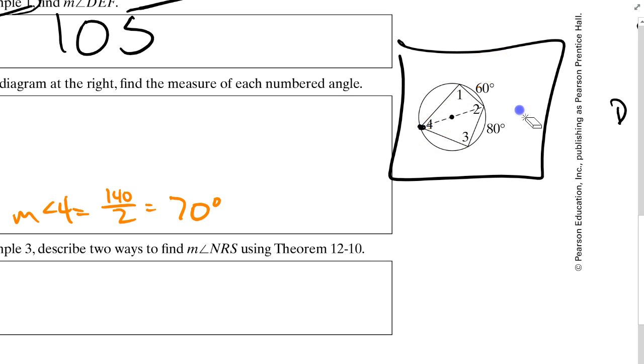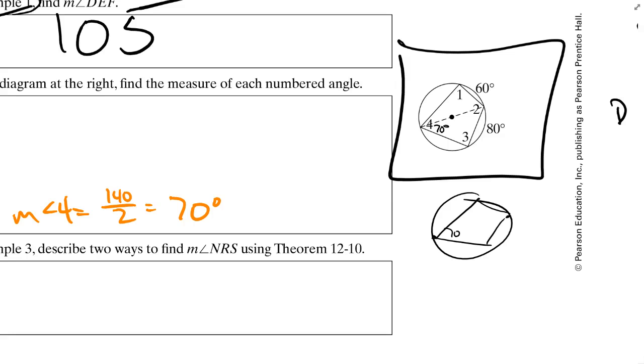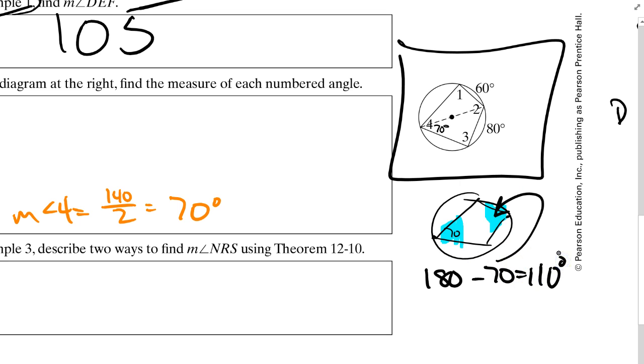So now let's label what we know. Angle 4 is 70 degrees. Now, what else could we figure out here? Well, if angle 4 was 70, and I've got these other two angles over here, remember the theorem that says if a quadrilateral is inscribed in a circle, then the opposite angles will add up to how much? 180. So 180 minus 70 should give us this angle right here. So that's 110. That kind of looks about right. And that's measure of angle 2.